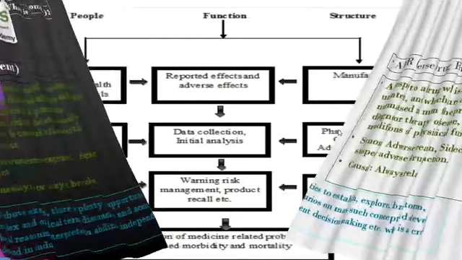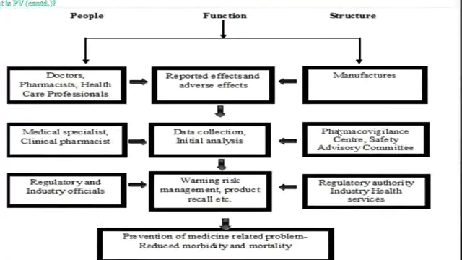Now some technicality: we are looking at pharmacovigilance as a function. There are plenty of people and structures involved: doctors, pharmacists, healthcare professionals, and manufacturers. They keep on reporting the adverse events, adverse effects. Then we get that data particularly in the form of a source document. We have data collection and do initial analysis. Then we have people who deal with it, like medical specialists, clinical pharmacists, the pharmacovigilance center, safety adverse committee. There are regulatory and industrial officials, regulatory authority and industrial services. So there is a flow of warning, risk management, protocol, product.